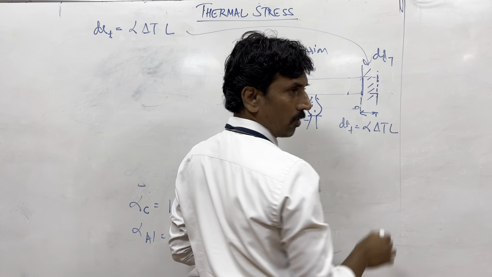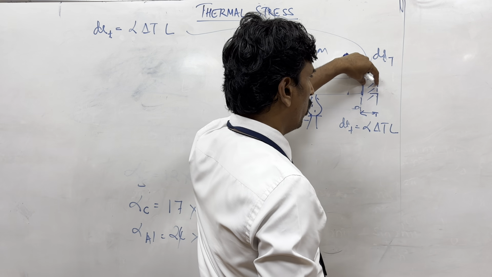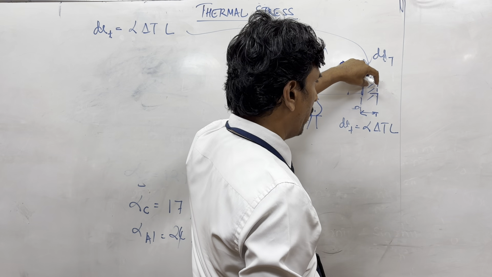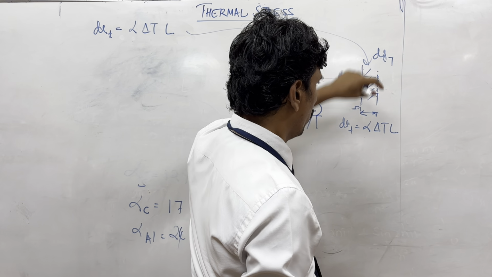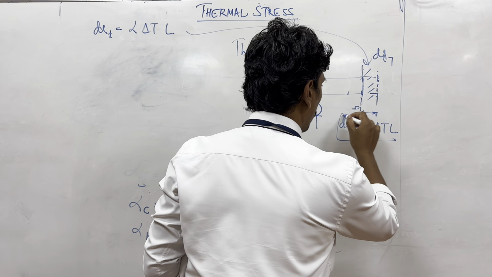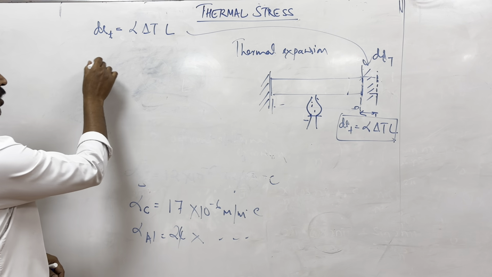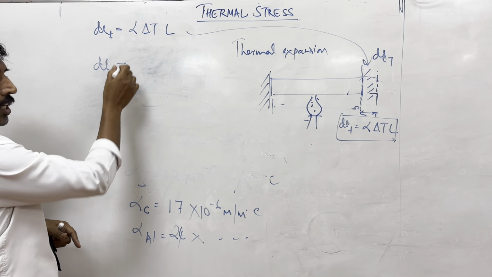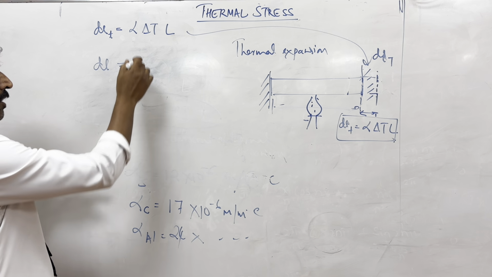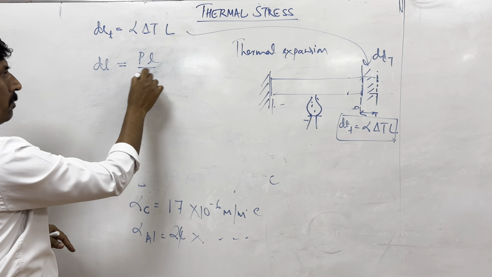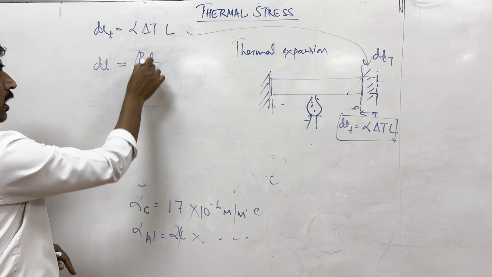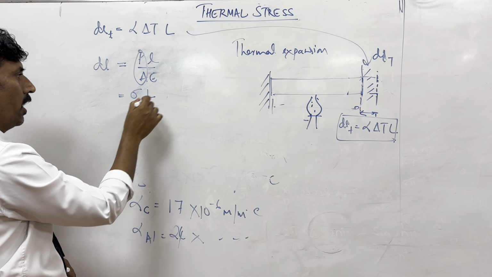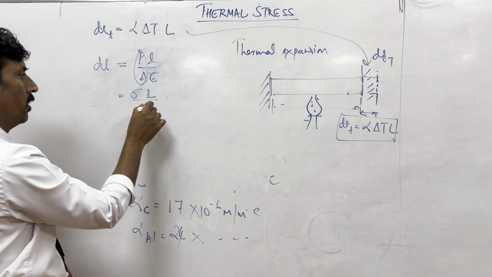So this amount of deformation which would be caused by application of force has to be equated to this. So I equate this to the formula that we have already used. For any body which is applied with a load P, the change in length is given by the formula PL by AE. Now this P by A can be written as sigma, and this as L by E.